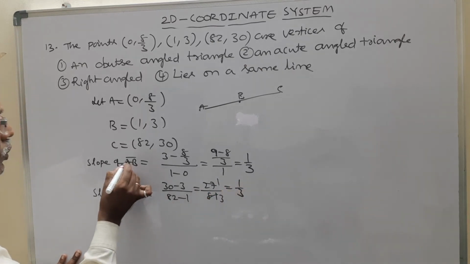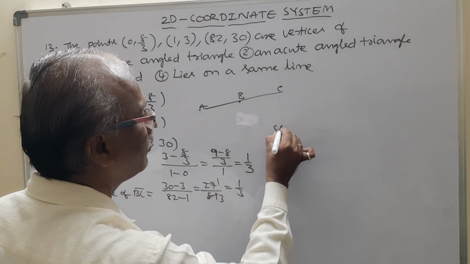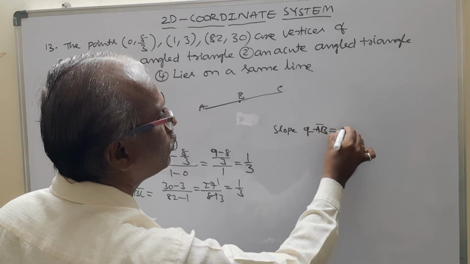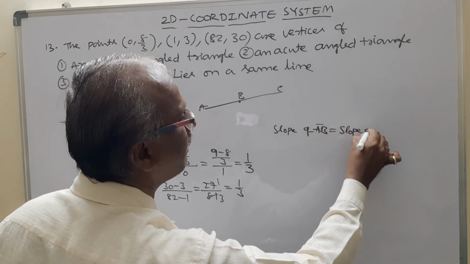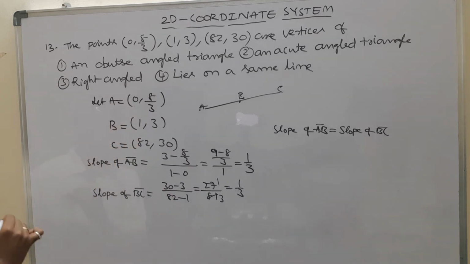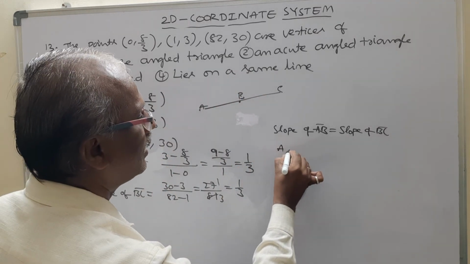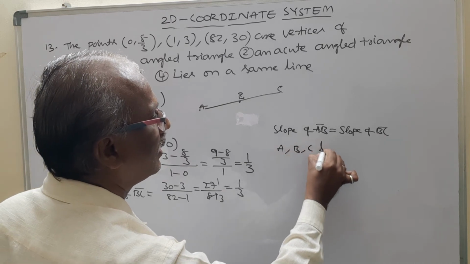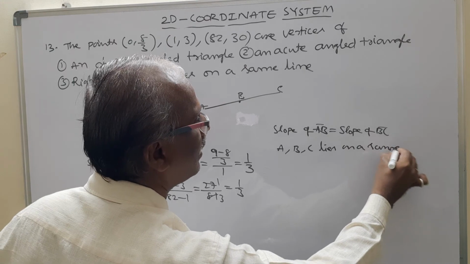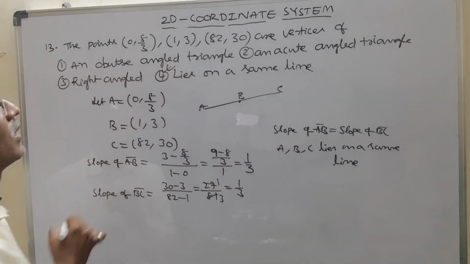Here observe that slope of AB equal to slope of BC. Then the given points A, B, C lie on a same line. This is the fourth one, which is correct.